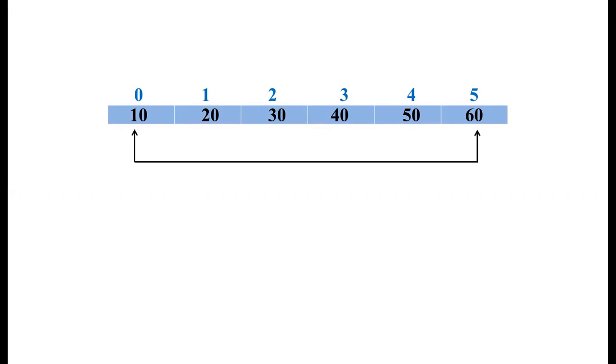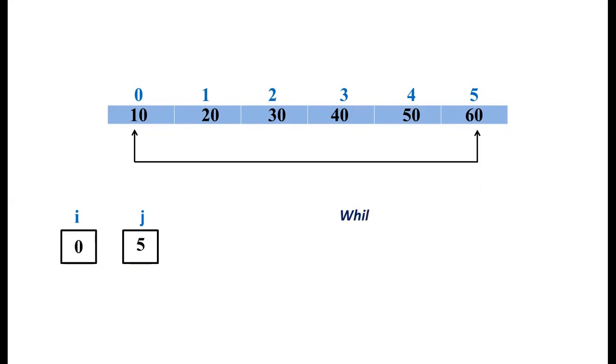Let us now consider an array consisting of 6 elements with values 10, 20, 30, 40, 50, and 60. Now, how do we swap? We can swap the first element with the last element. For that, we need to consider two variables with i equal to 0 and j equal to number of elements minus 1. So here, in this case, j is 6 minus 1, which is 5.